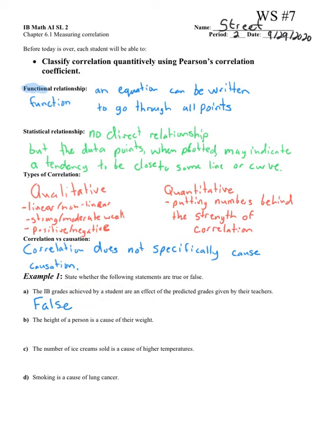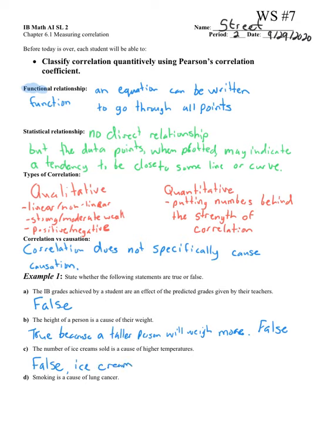Height of a person, number of ice cream cones sold, and smoking is a cause of lung cancer. What about part C? The number of ice cream cones sold is a cause of higher temperatures. False. Why did you say false? Because the number of ice creams you buy doesn't determine the weather. Exactly. It doesn't matter how many ice creams I'm buying, it doesn't determine the weather. You could argue the other one a little better: the hotter it is, the more ice cream I'm going to sell. That could be an easier argument to make. Ice cream sales do not determine weather.